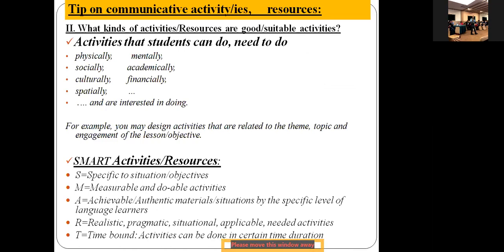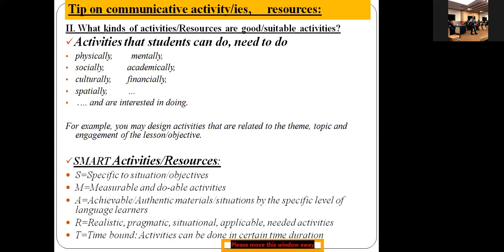For example, this would be physically suitable, socially suitable, culturally suitable, spatially suitable, mentally suitable, academically suitable, financially suitable, and the students should also be interested in doing. If they don't have interest, but you feel that they should do, then that doesn't work. So you should not include that kind of activities.